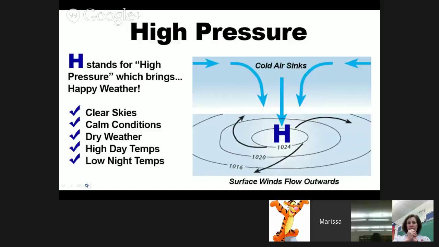happy weather, because when the air is sinking, we usually have clear skies and nice calm conditions, so high pressure goes along with dry weather, cool nights, but fairly mild days.